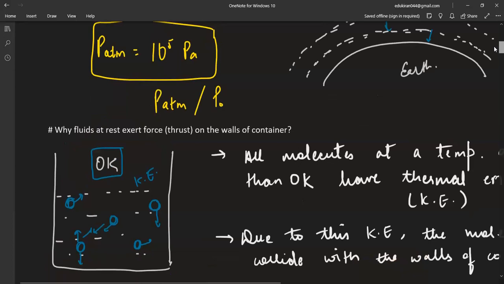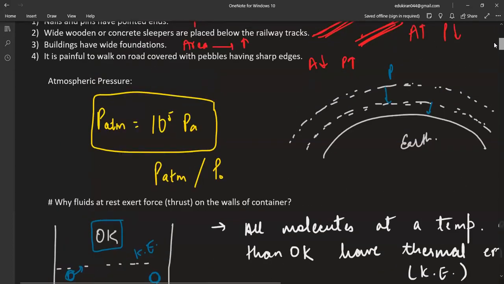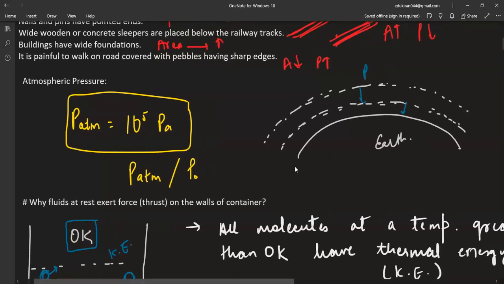We'll do pressure exerted by a liquid column. Remember, I told you this in solids, that we'll be doing this in fluids. There's a proper derivation for it. Write this down.